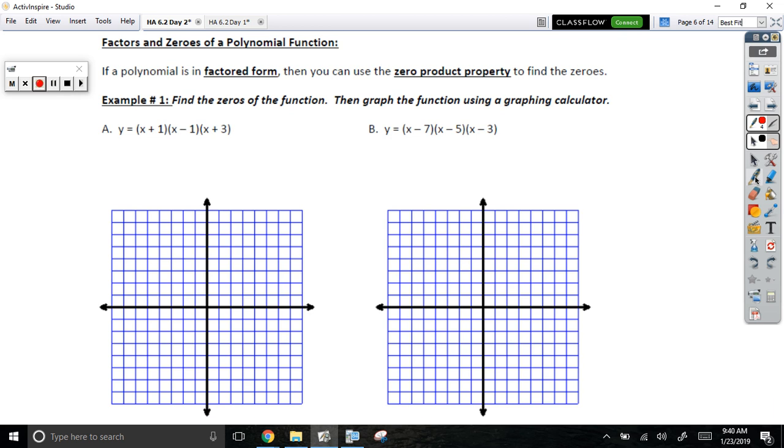If it is in factored form, you can use the zero product property to find the zeros. And I kind of introduced this idea yesterday. So remember, the zeros occur at the x-axis. So that would essentially be when y is equal to 0. So we did this with quadratics, where we would set each of them equal to 0. So now we're going to set all three of them equal to 0. So it'll be x plus 1 equals 0, x minus 1 equals 0, and x plus 3 equals 0.